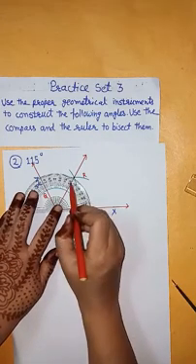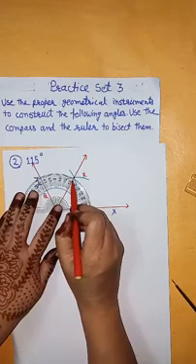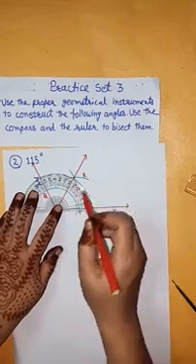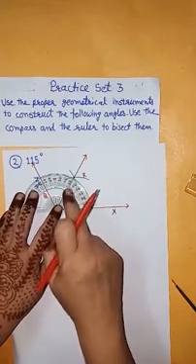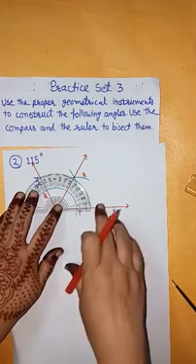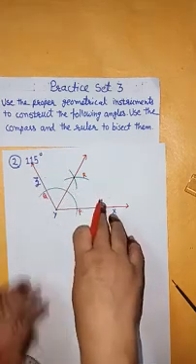Yes, this is 55, 56 and 57. The angle bisector lies between 57 and 58. Therefore, its measure is 57.5. Here we complete our construction.